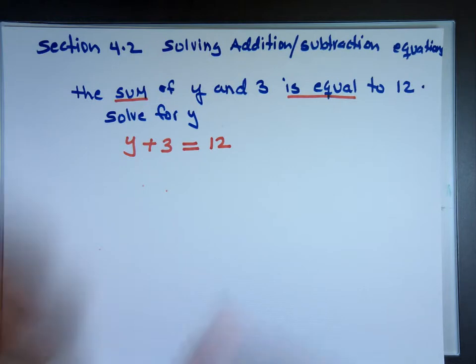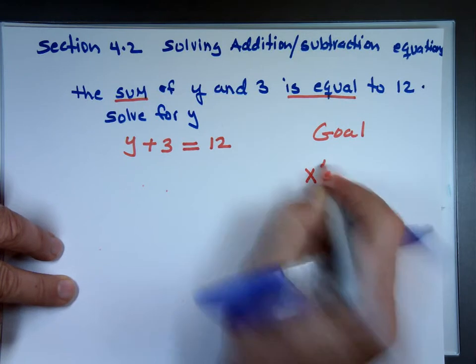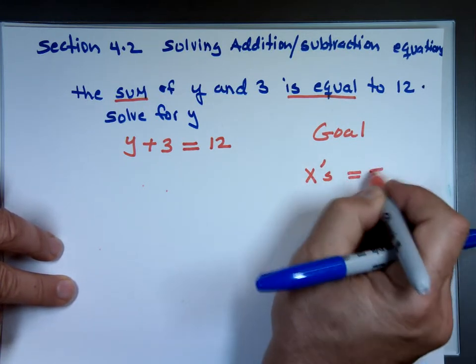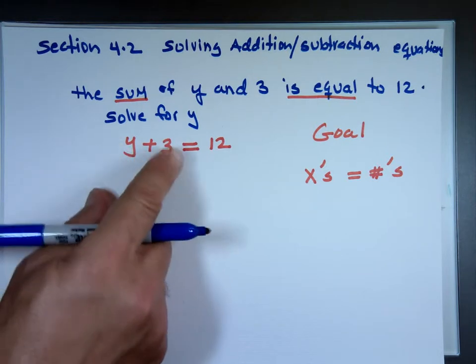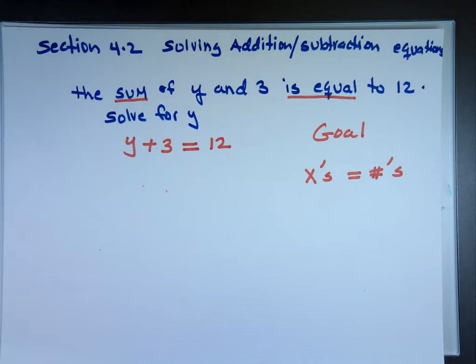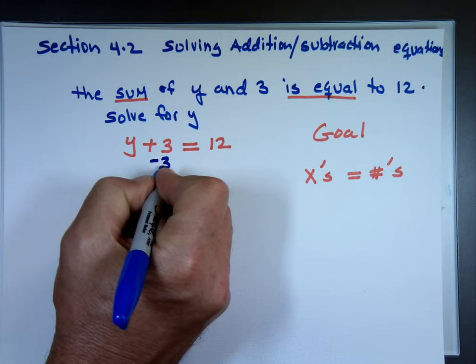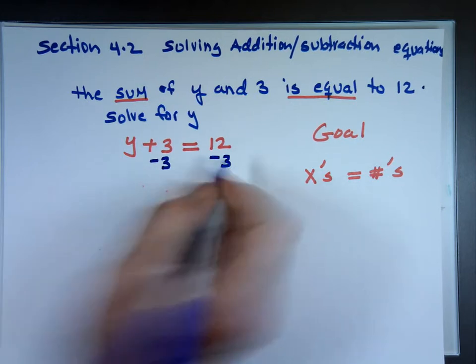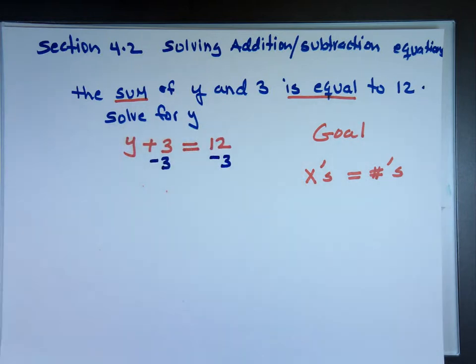Ideally, your goal is you want all the x's on one side and you want all the numbers on the opposite side. That's what your goal is. And here we have y plus 3. The 3 is on the wrong side. Since you have a plus 3 on this side, you need to subtract 3 from this side, and you subtract 3 from that side. Whatever you do to one side, you're going to do the same thing to the other side.